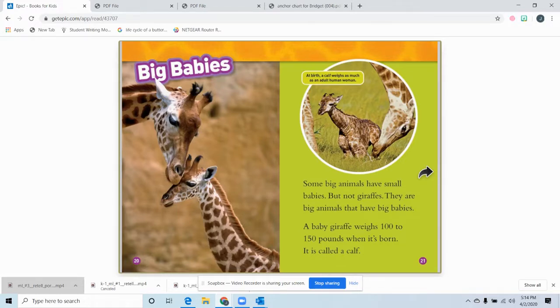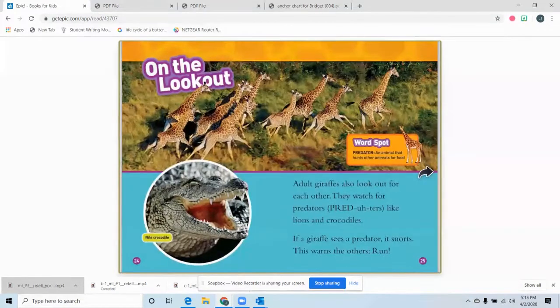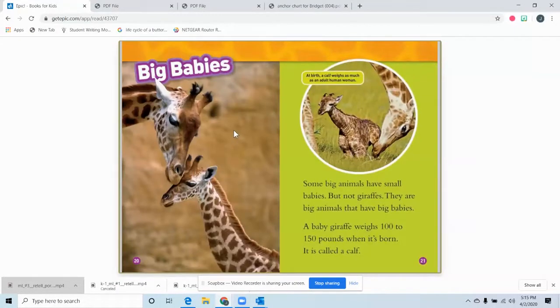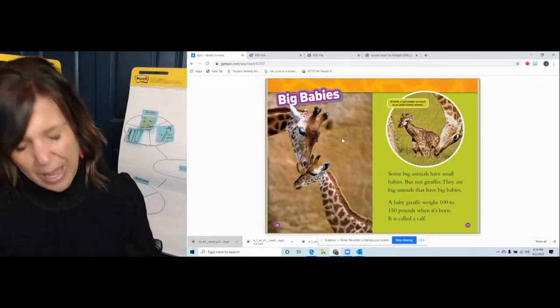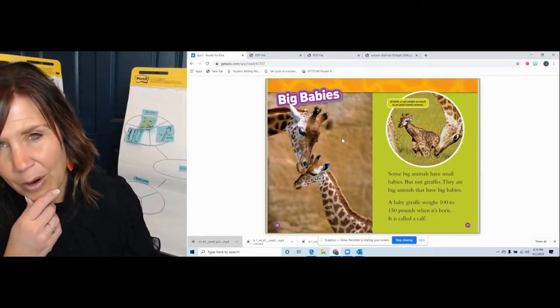It's called a calf. Young giraffes stay with other calves during the day. A mother in the herd babysits. This helps keep the calves safe. The other adults leave to look for food. Okay, so that's the end of the baby giraffe section. So I want you to think about an important fact on this first page about baby giraffes and kind of maybe how big they are. Think about a detail that we could pull out for our oval.